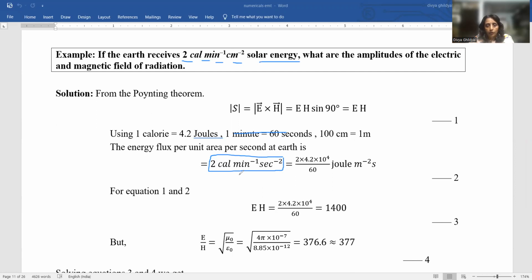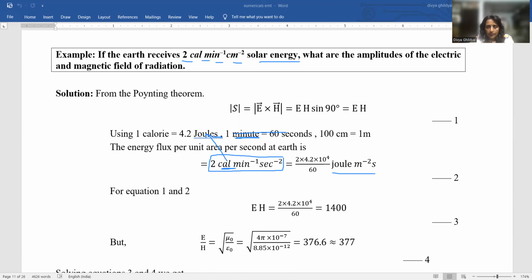And we have to see to it that if we are taking CGS units, that is the centimeter, gram and second, then all units should be in that form. Or if we are taking up the MKS system, then all units should be that way. So what we will do, calorie is given here. So first we will convert calorie to joules because we are taking MKS form.